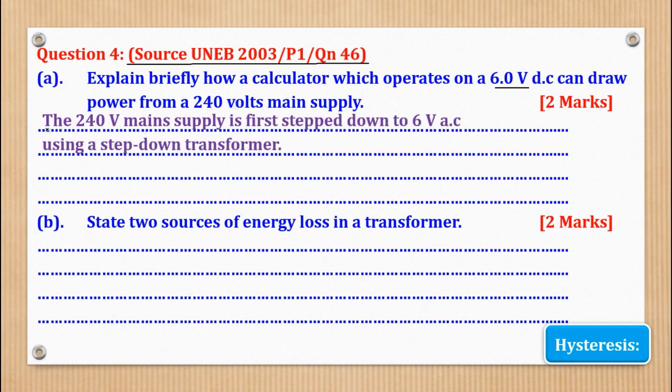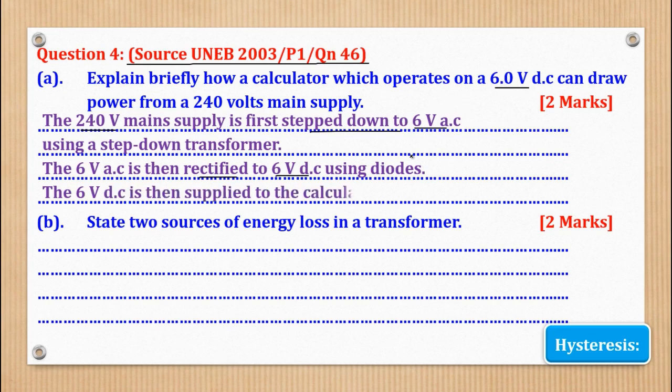So first we shall say that the 240 volt main supply is first stepped down to a 6 volt AC. So this is AC to AC, but it has been stepped down. But remember they want DC, so we shall say that the 6 volt AC is then rectified to 6 volt DC using diodes, which is what they want. After that we conclude and say that the 6 volt DC is then supplied to the calculator. So basically that's what they wanted.